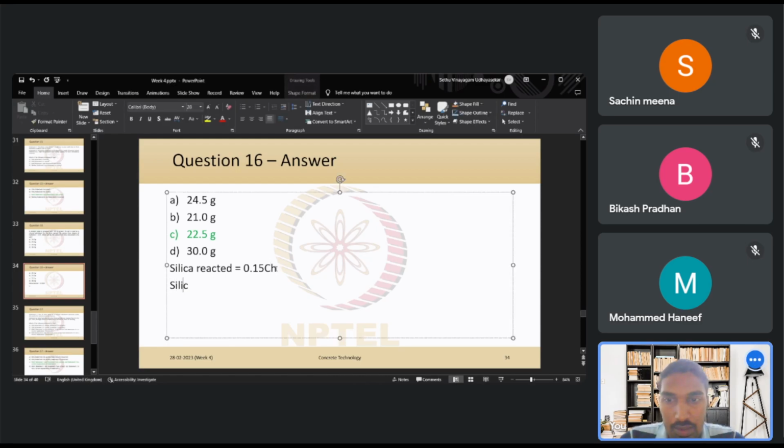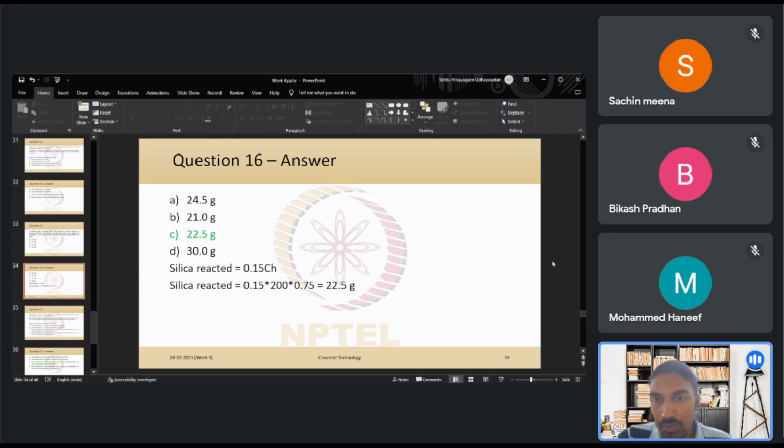So with that we can compute how much silica would have reacted. Silica reacted will be 0.15 times 200 grams times 75% of it hydrated, and if you solve it, it will be 22.5 grams. That's how we find out how much silica will react for a given sample at a given time. This will change because the degree of hydration changes with time, and therefore more silica will be reacting with longer time. But at a given time for a given degree of hydration we can calculate it using this equation.